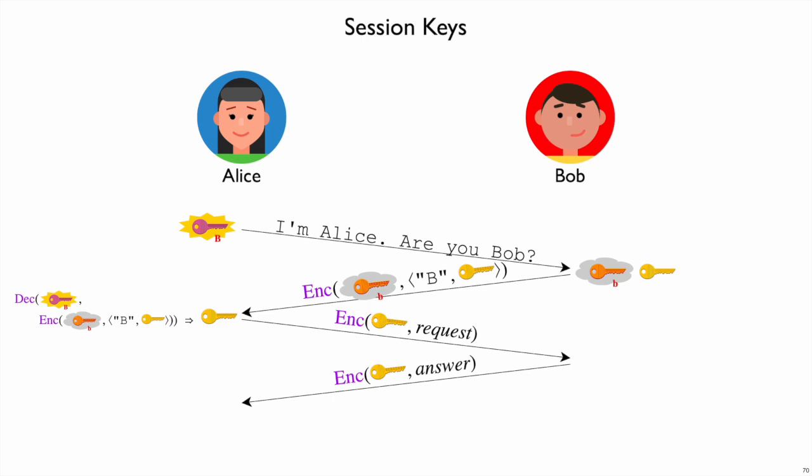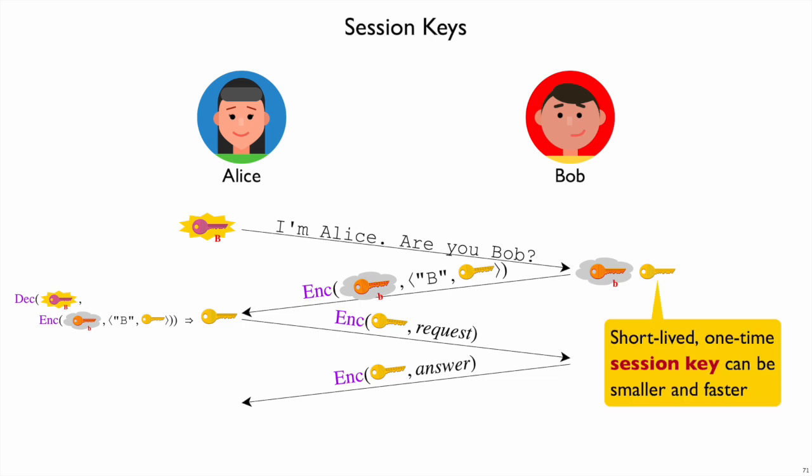So we can use something like AES with this kind of key. This is a short-lived key used just for this interaction with Alice and Bob. The next time Alice contacts Bob's service, then they will generate a different key to use with that future session.